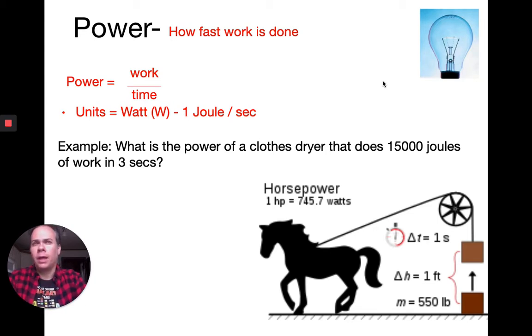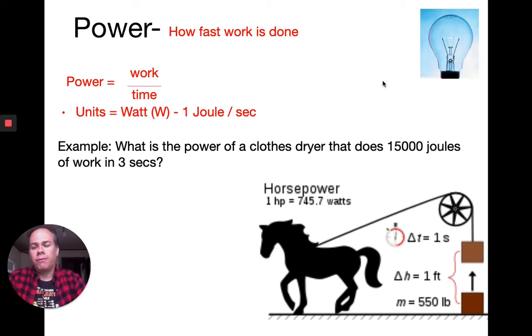And watts, you see that unit used in different contexts. You could see it used in electricity. When you think about a light bulb, the wattage of the light bulb is an indication of how much energy it's using over time. And so a higher wattage light bulb uses more energy, it's brighter. It's also used in talking about engines and motors.